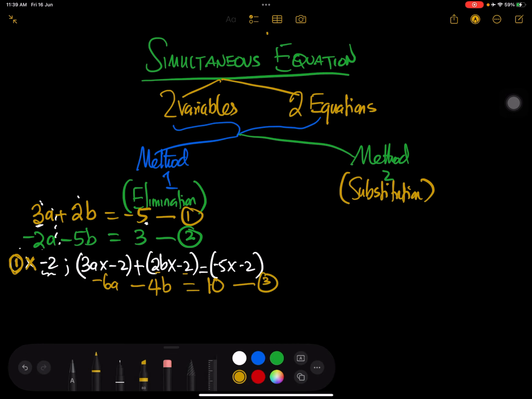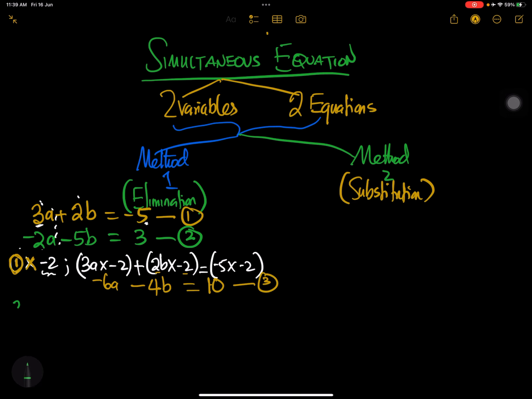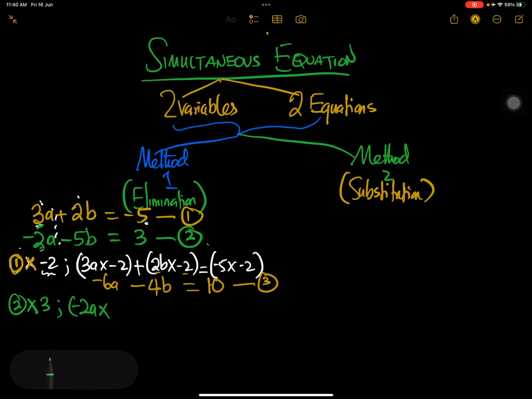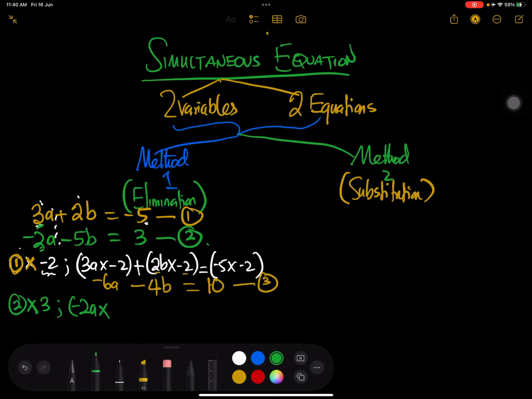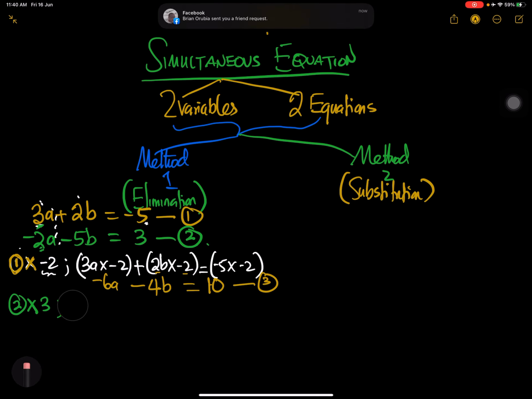Now, what do we do to equation 2, the green equation? With the green equation, since we multiply the yellow equation by this number, we're also going to multiply this green equation by this number 3 here. So we're going to multiply by 3, and then when we do that, we're going to get negative 2a, because equation 2 starts with negative 2a. We multiply that negative 2a. Let me take my time. I want to use the colors.